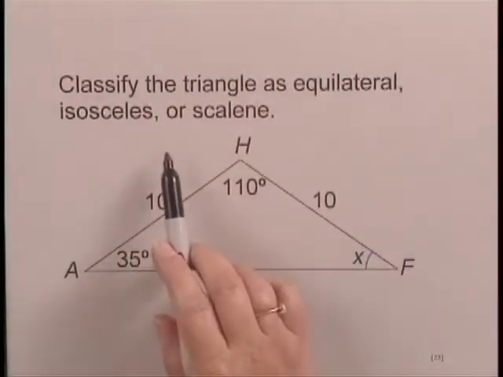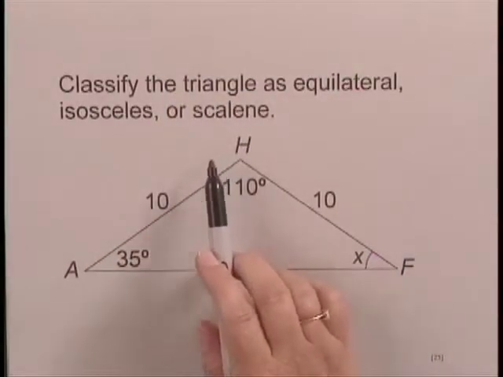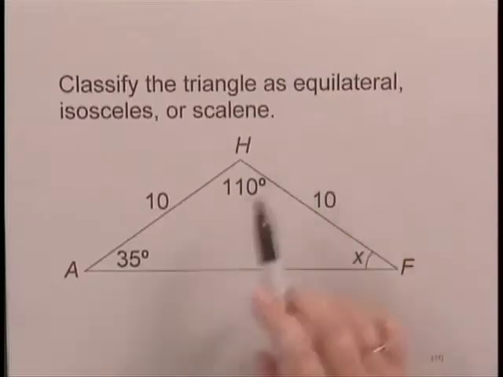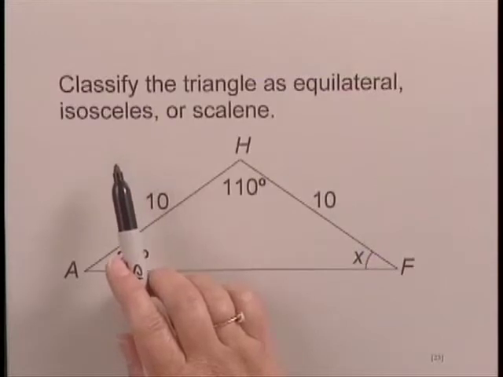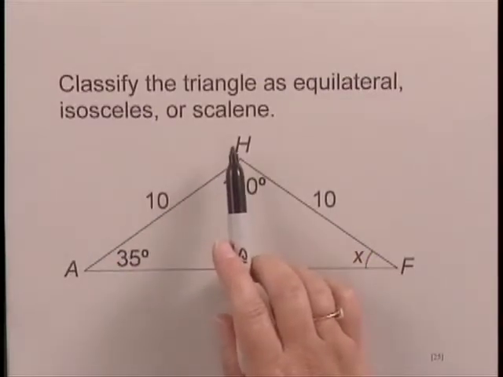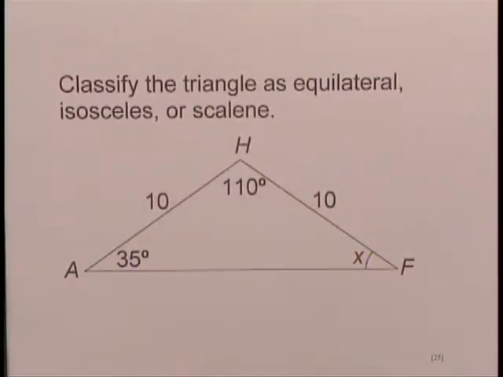We will classify this triangle as equilateral, isosceles, or scalene. An equilateral triangle has all three sides the same length. An isosceles triangle will have two sides the same length. A scalene triangle has no sides that are the same length.